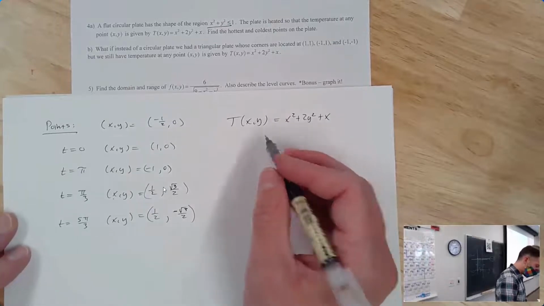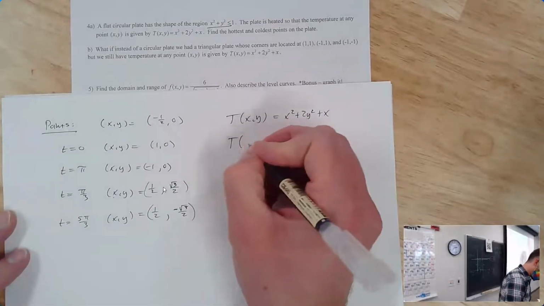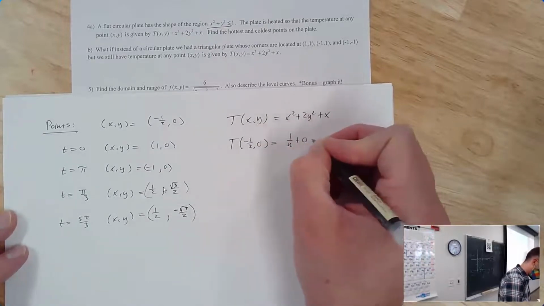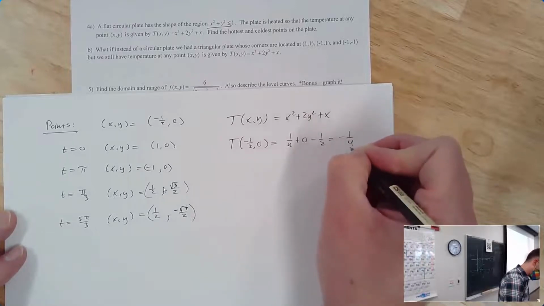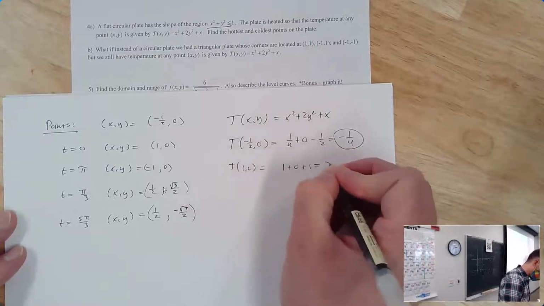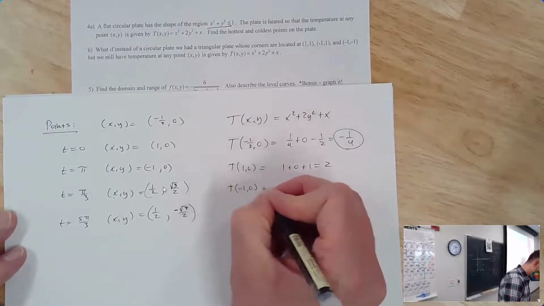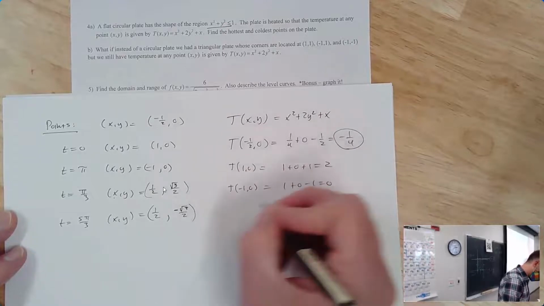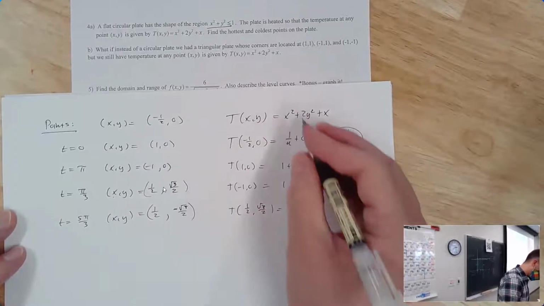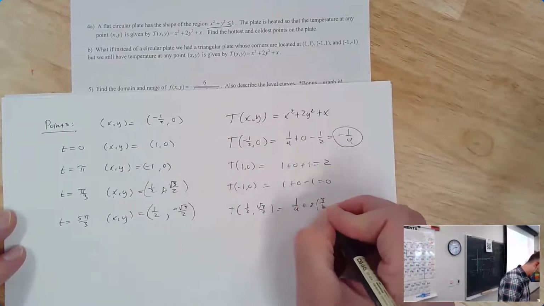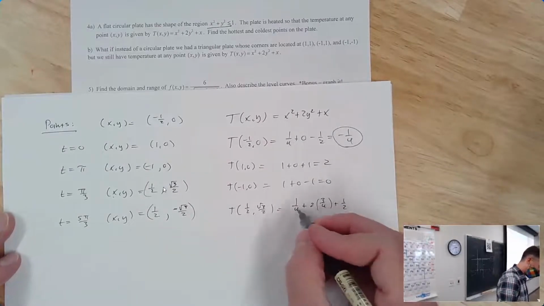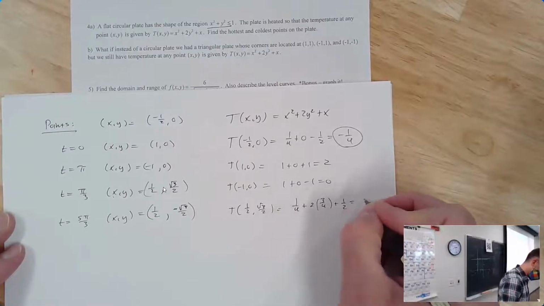So plugging this back in, capital T at -1/2, 0 is going to be 1/4 plus 0 minus 1/2, which is -1/4. Capital T of 1, 0 is going to be 1 plus 0 plus 1. Capital T of -1, 0 is going to be 1 plus 0 minus 1. Capital T of 1/2 comma √3/2 is going to be 1/4 plus 2 times 3/4 plus 1/2, which is gross. It's 6/4 plus 1/4, which is 7/4 plus 2/4, which is 9/4.